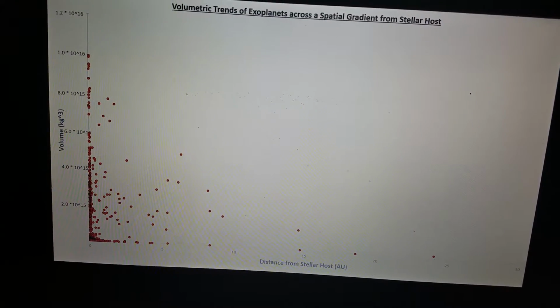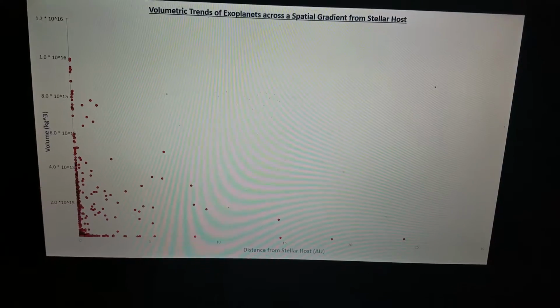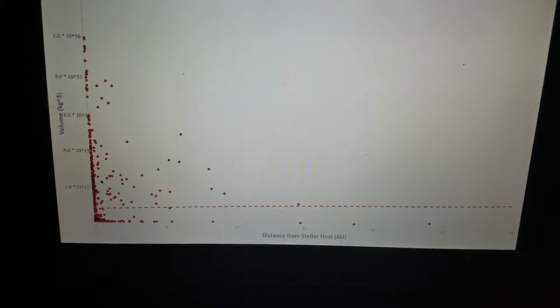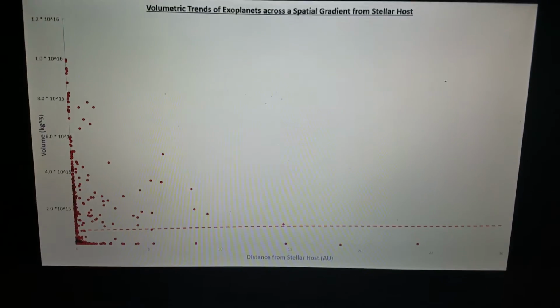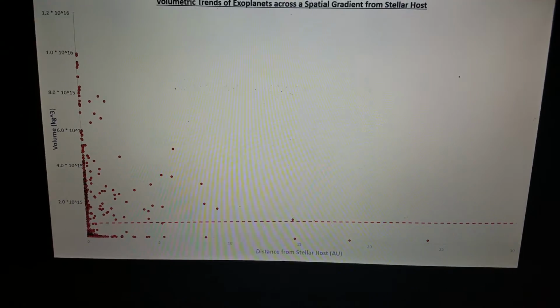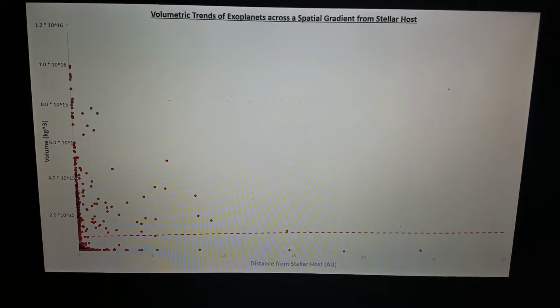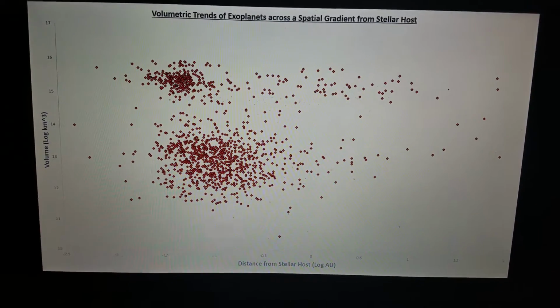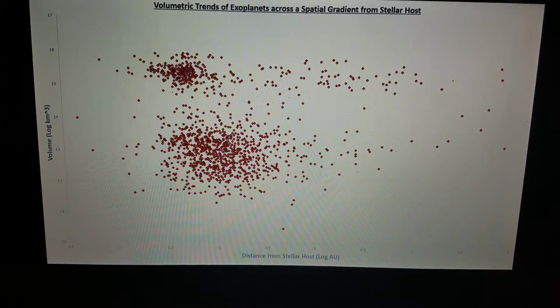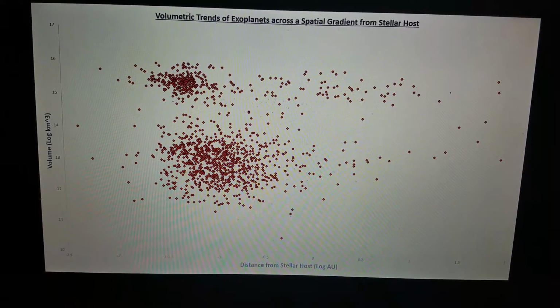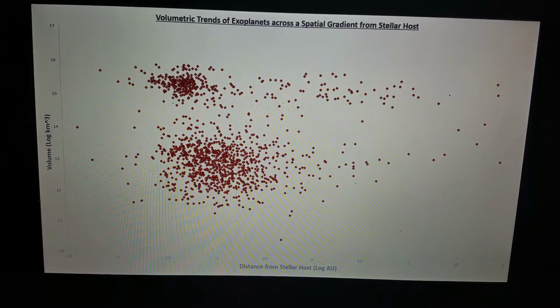As we move on to the volume, we see kind of the same pattern we saw with the first data set of mass, where it all is clumped at the bottom and we don't really get a good line. Once again, the x-axis is distance from stellar hosts in astronomical units, while the y-axis is the volume in kilometers cubed. So once again, a logarithmic transformation was run on the data, and the x-axis is now the log of astronomical units, while the y-axis is the log of kilometers cubed.